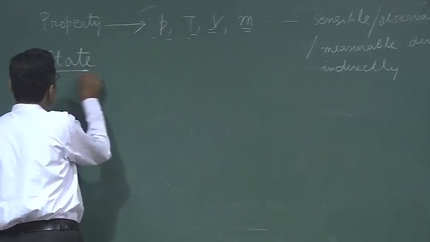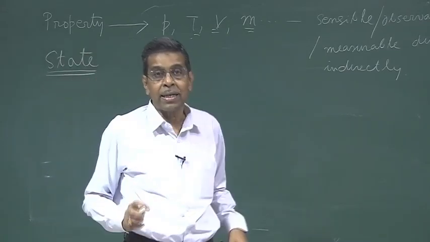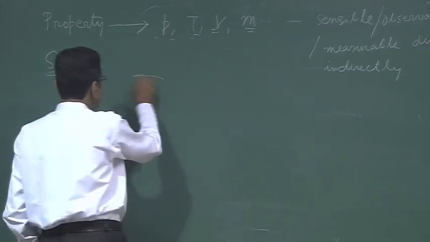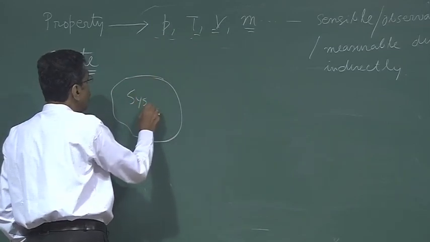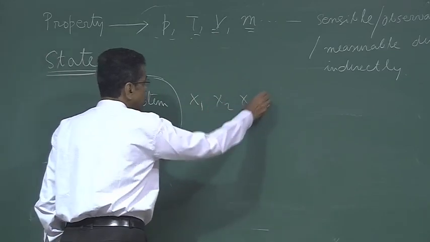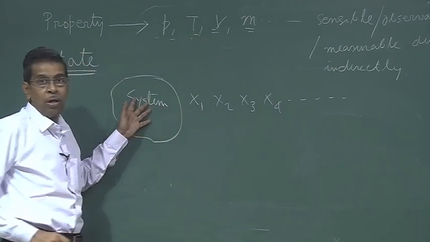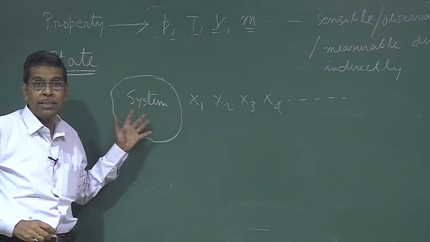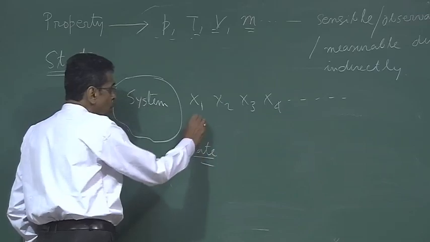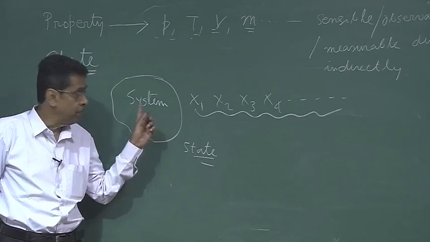Now we come to the definition of state. The state is described by the fixed values of the properties. That means if we say a system is at a given state, all its properties, let us say x1, x2, x3, x4, like that, are fixed. If we tell the system is at a state, it means a state with these fixed values of properties. So fixed values of properties of a system determine its state.